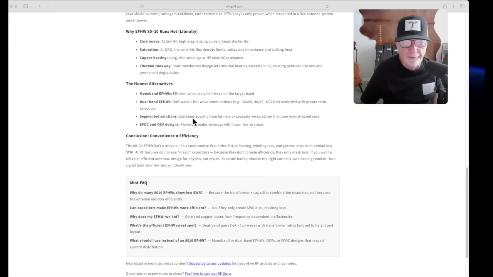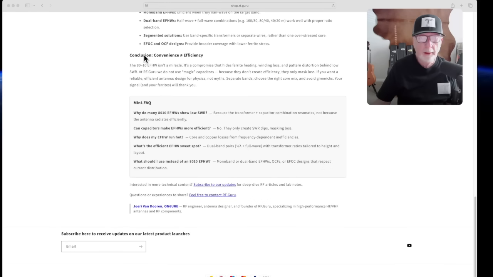Segmented solutions use band-specific transformers or separate wires rather than one overstressed core. End-fed off-center fed and off-center fed designs. They provide broader coverage with lower ferrite stress. Okay, we're getting close to wrapping this up now, so stay with me here. Conclusion, convenience does not equal efficiency. The 80 through 10 end-fed half-wave is not a miracle. It's a compromise that hides ferrite heating, winding loss, and pattern distortion behind low SWR.